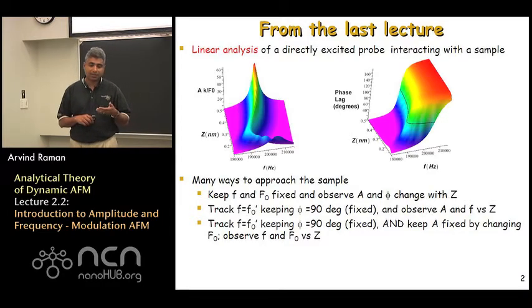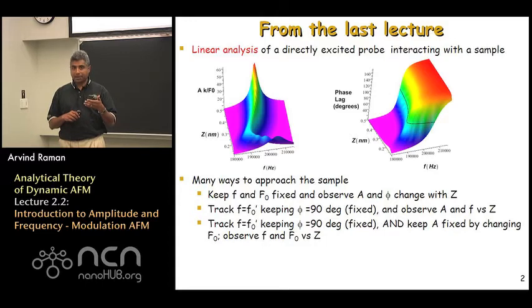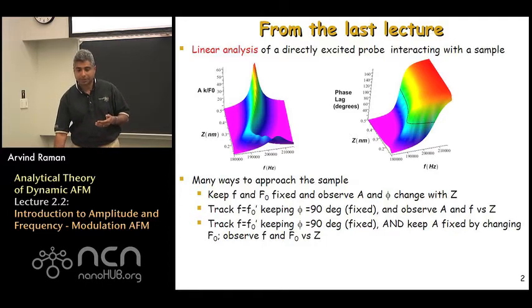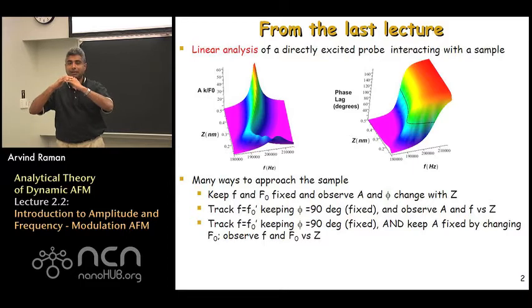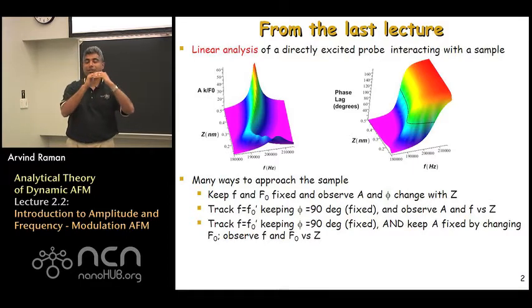And we talked about the fact that there are two main effects that happen. The first is the fact that if this was the typical resonance curve, as you come close to the sample, this resonance curve starts shifting due to attractive force gradients. It moves to lower frequencies and then shifts to higher frequencies due to repulsive force gradients.